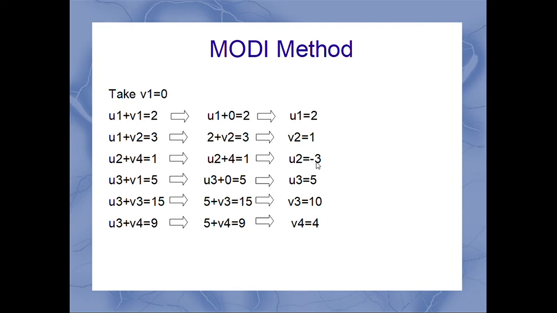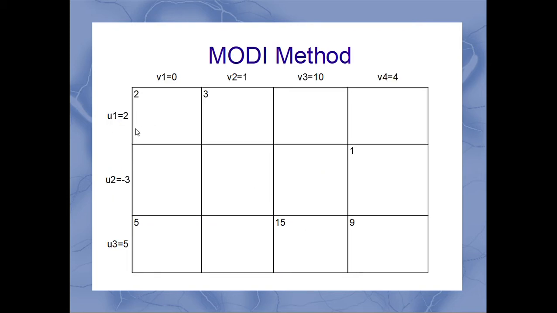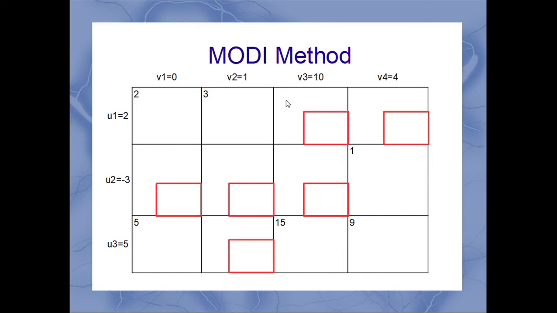So we have got the values for all the variables, and we have substituted all the values. For the empty cells, we have to find the summation of u and v. This is an empty place, so here we are going to find the value, and this is also an empty place, so here we are finding the value.